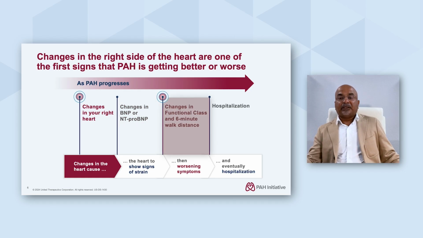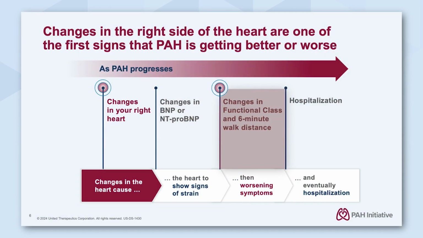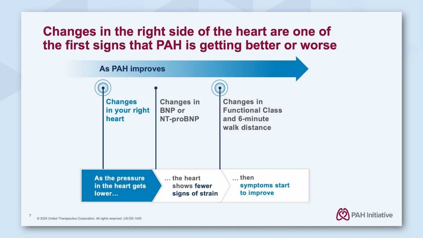And this can parallel along with changes in functional class, which is a subjective aspect of how well a patient is doing, or how much it takes for somebody to become symptomatic. As a PAH condition progresses, it can eventually lead to a hospitalization. The inverse is also true. As the pulmonary arterial hypertension improves, so do the changes in the right side of your heart, and obviously changes in your BNP and NT-proBNP, as well as changes in functional class in the favorable way from functional class 4 to class 3 to class 2, and improvements in 6-minute walk distance as well.